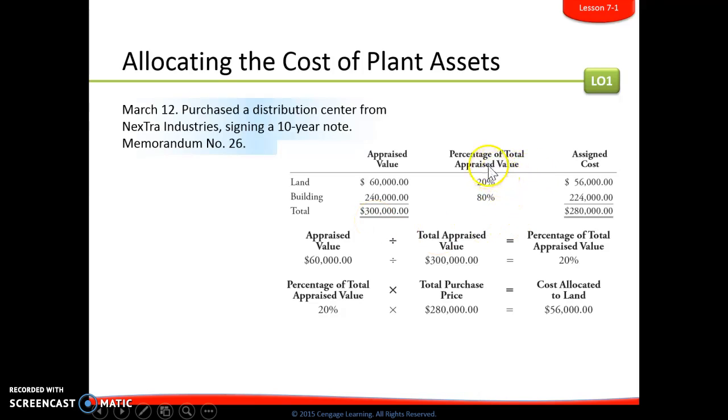Now we're assigning a percentage of appraised value. So 20% is the assigned cost for land, 80% is the assigned cost for the building. So total here is $280,000. So to figure that out, now they just broke it down how we figured that out. 60,000 divided by 300,000. So that's how we got that 20%. And then we took 20% times 280,000 to get that $56,000 for the land.